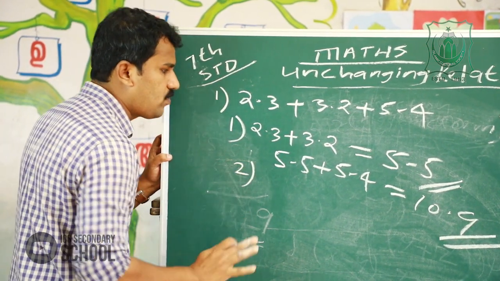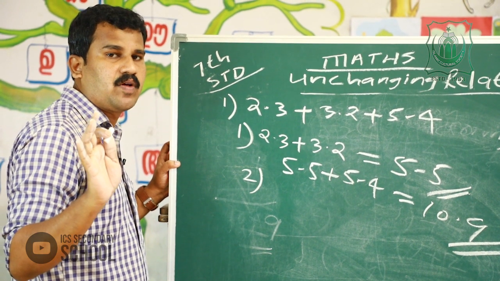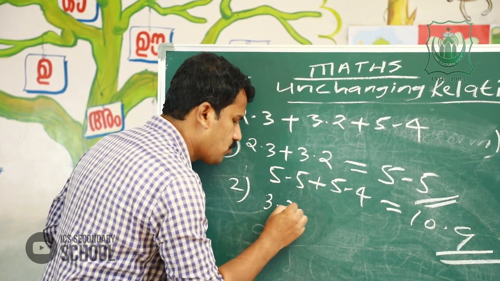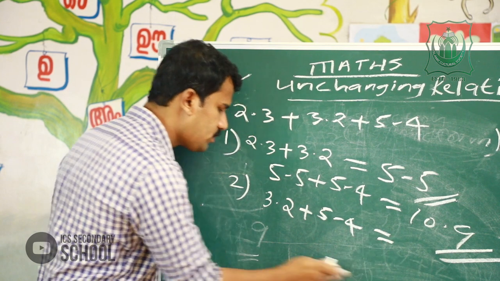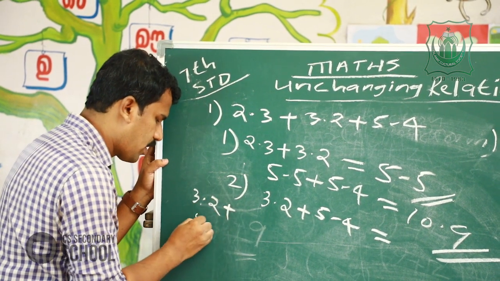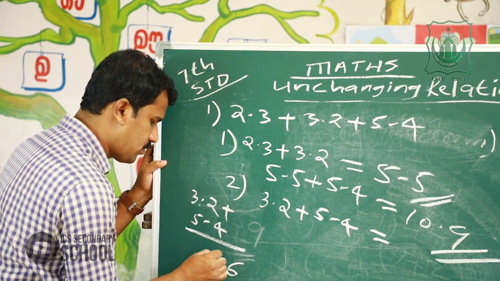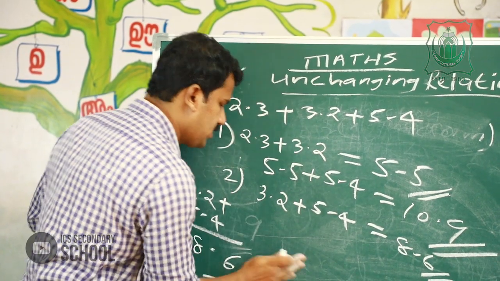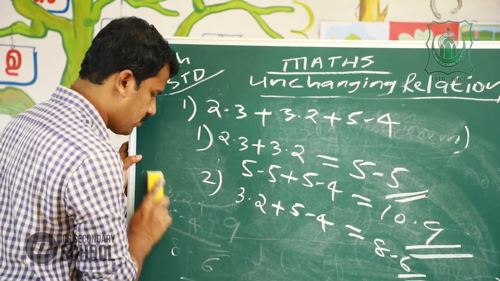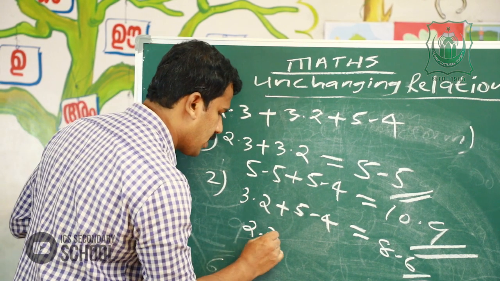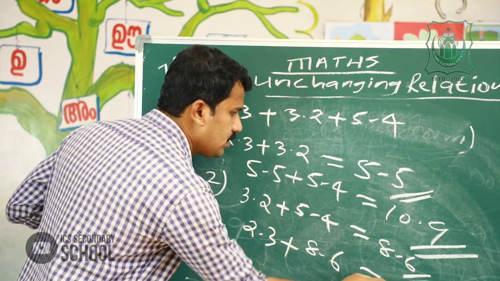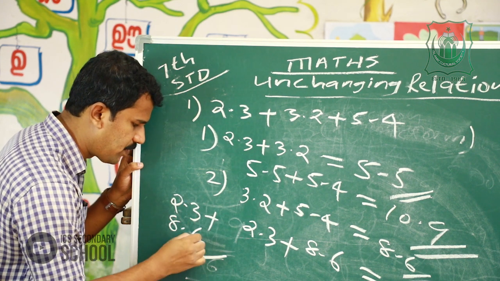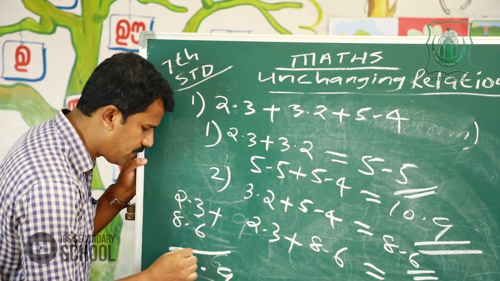Second method, for the same addition problem, we can do another method, that is first 3.2 plus 5.4. 2 plus 4 is 6, 5 plus 3 is 8. That is 8.6. This 8.6 is added to 2.3. That is 2.3 plus 8.6. 3 plus 6 is 9, 8 plus 2 is 10.